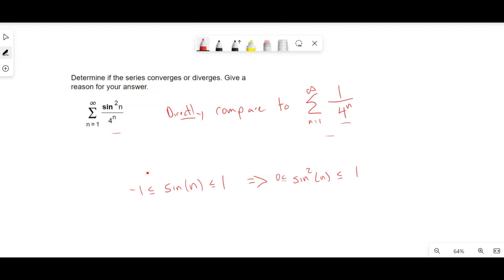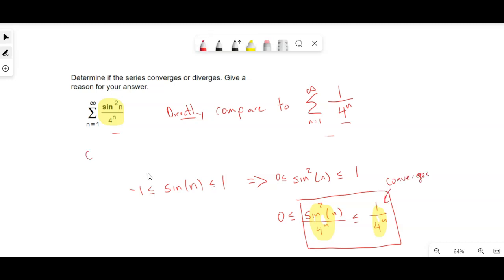And then if I divide all sides of this inequality by 4 to the n, I still get 0 is less than or equal to sine squared n over 4 to the n, which is less than or equal to 1 over 4 to the n. And so this is true. We've proven that this sequence of elements is always less than or equal to this sequence of elements, and this converges.